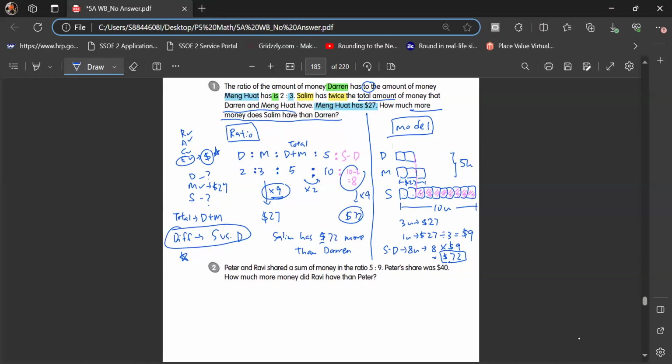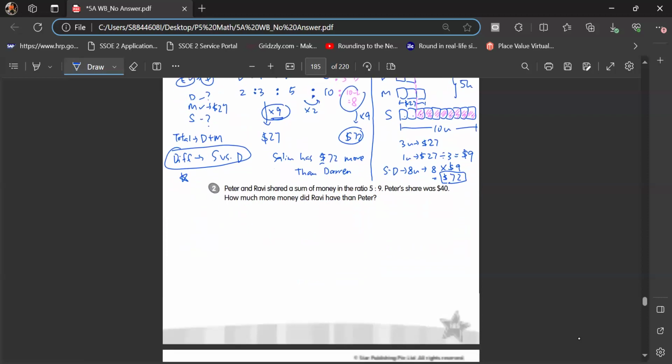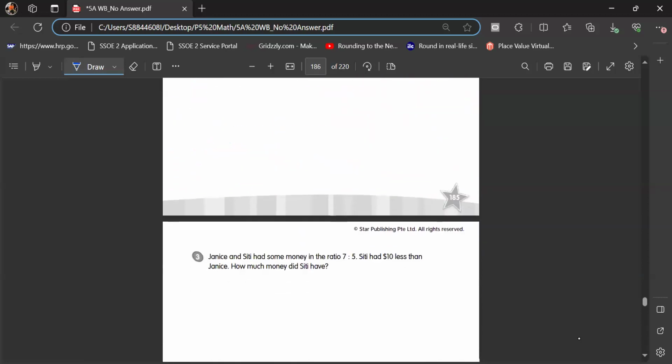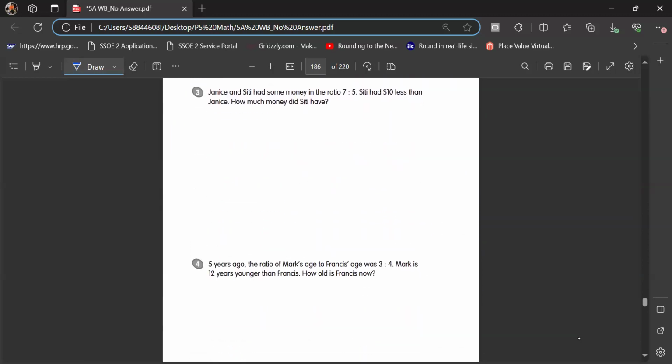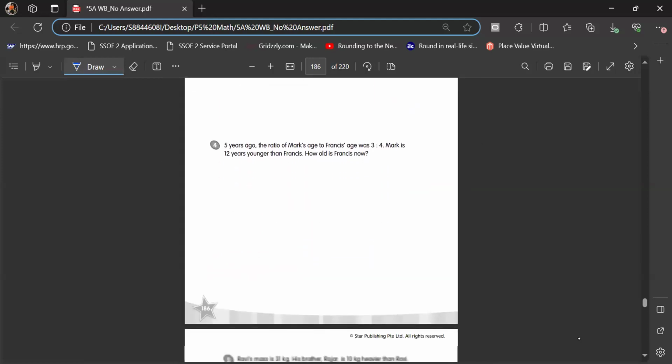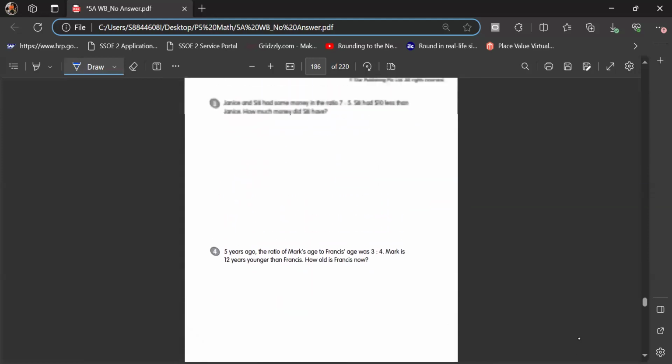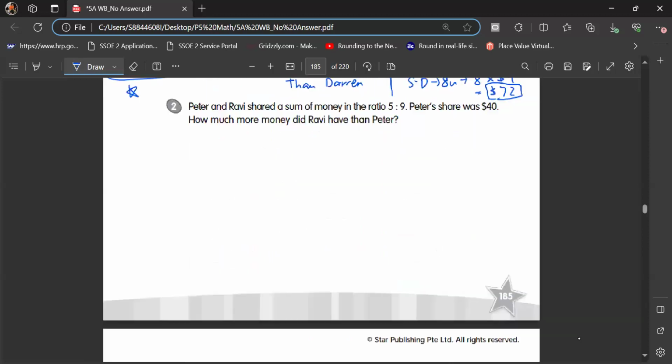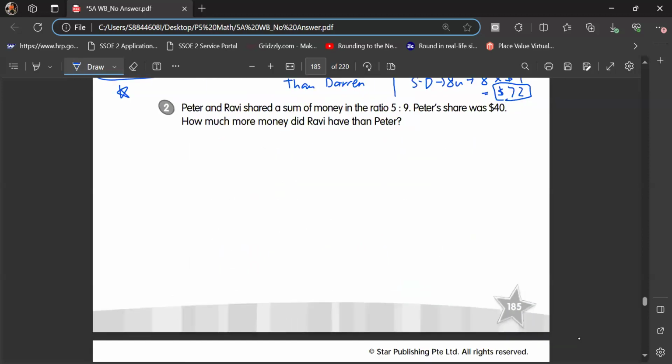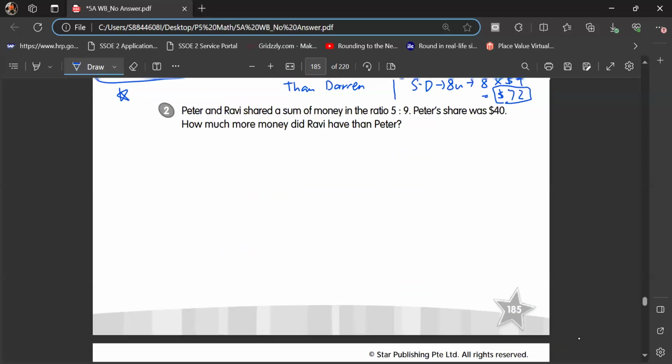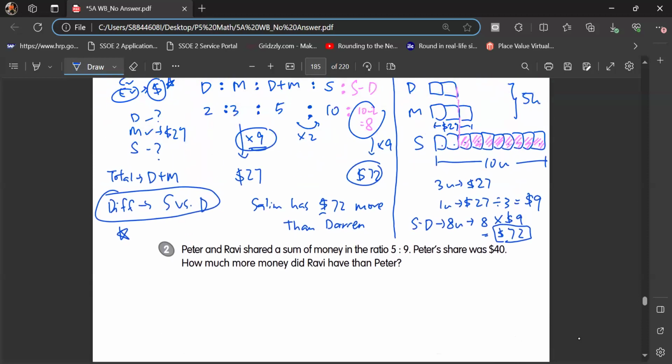Okay, now the last question I will go through here on this page, then I will ask you to try out the next two on your own. Then we will move on to a slightly easier task. Now, the last one is here for Peter and Ravi. Yes, I think some of you are quite right in this. It's easier to do when you draw a model. So let me just skip the ratio method for this.